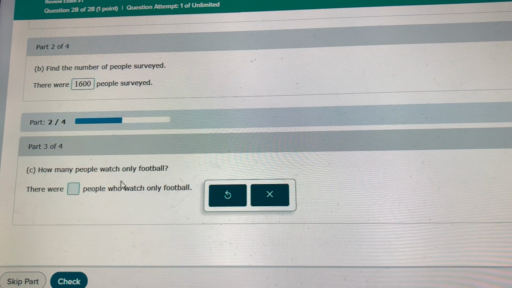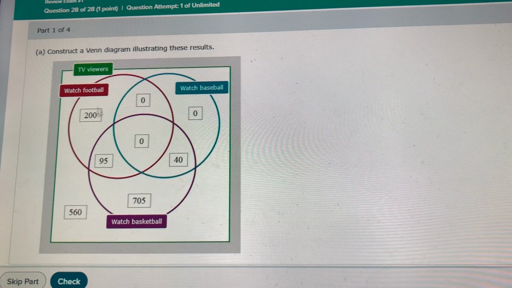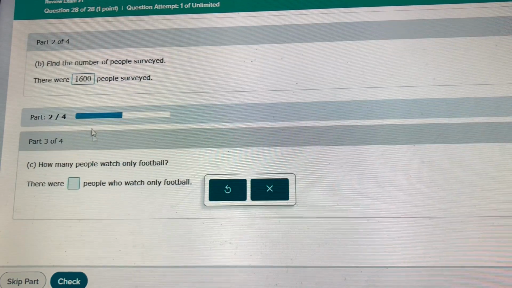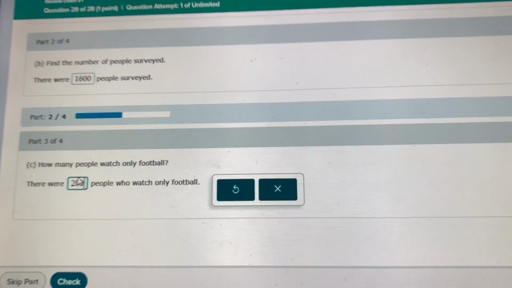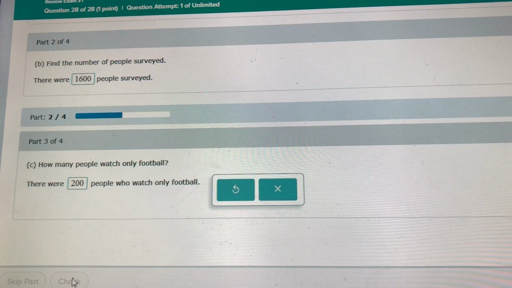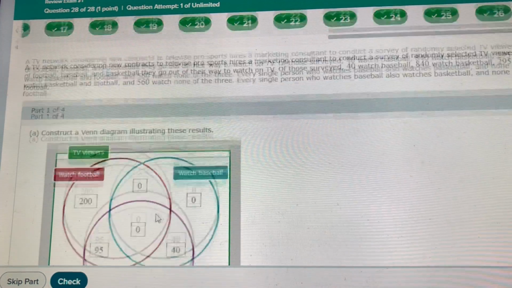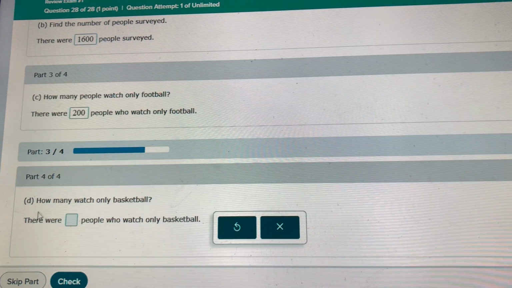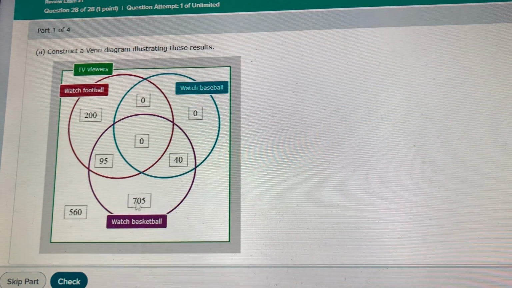How many people watch only football? That's this 200 right here. Only, not football, but football would be this, but only football is the 200. And the final part is how many watch only basketball? That's the 705 down here.